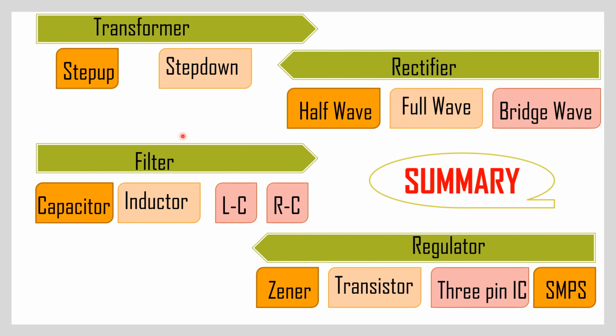Then the next block was the filter. We have seen the use of filters and the different types: capacitor filter, inductor filter, LC filter and RC filter. Then the last block was the regulator. For regulator circuits, we have seen the Zener as voltage regulator, the transistor series voltage regulator, the 3-pin IC voltage regulator and the last one, SMPS. We have seen the problems based on it. Clear? So here we came to the end of the power supply chapter.